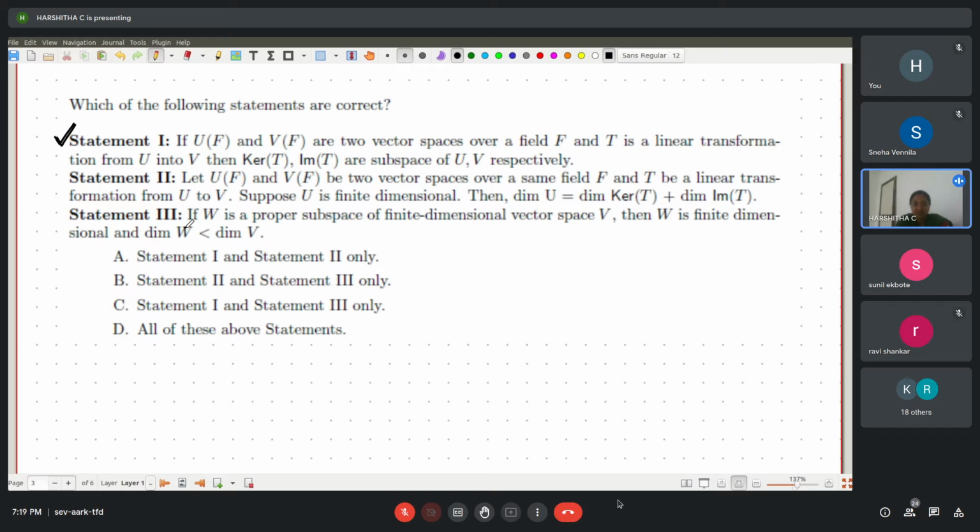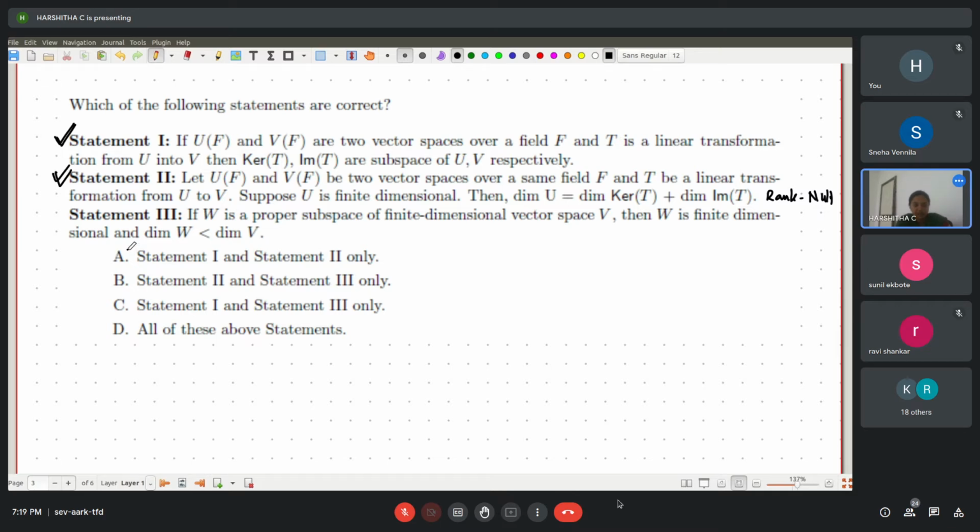The second statement says that you have two vector spaces and a linear transformation from U to V. If the dimension of U is finite, that is, U is a finite dimensional vector space, then the dimension of U is equal to the dimension of the kernel of T plus the dimension of the image of T. Even this is the rank nullity theorem, which has again been done in class. So this is by rank nullity, and the statement is also true.